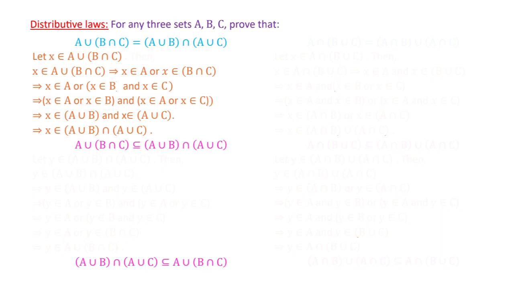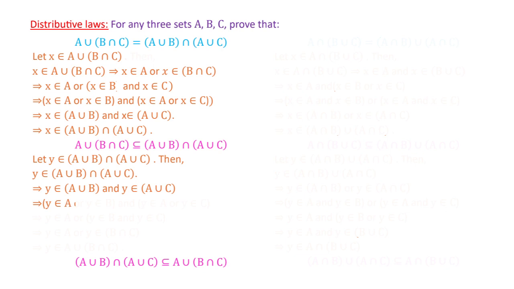Similarly, if we consider the element Y in this set, (A union B) intersection (A union C), in place of this intersection we can write "and". This implies Y belongs to A union B and Y belongs to A union C. In place of these two unions we can write "or". So we get Y belongs to A or Y belongs to B, and Y belongs to A or Y belongs to C.